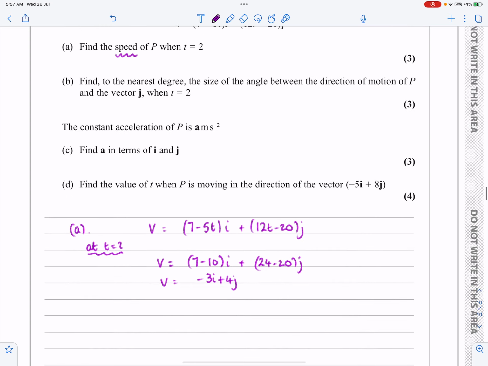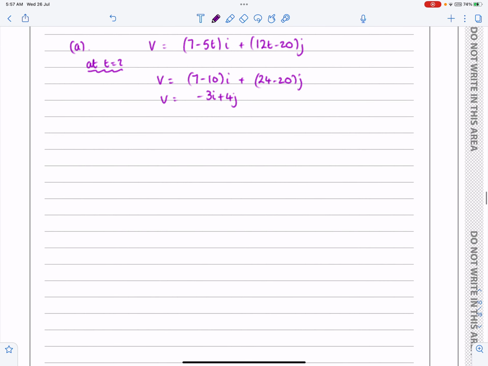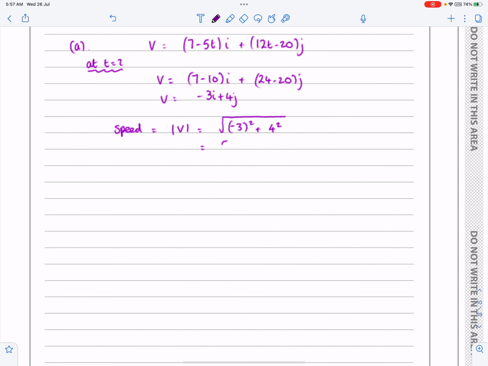And as I say, even if I did forget, oh yeah, speed. Speed is the magnitude of the velocity. Tell the examiner that I know that. Speed is equal to magnitude of the velocity. So it's the magnitude of minus 3 squared plus 4 squared. You can do it on the calculator, but I would expect you really to know and to recognize the 3, 4, 5 triangle. So it's going to be 5 meters per second. Don't forget your units in there.